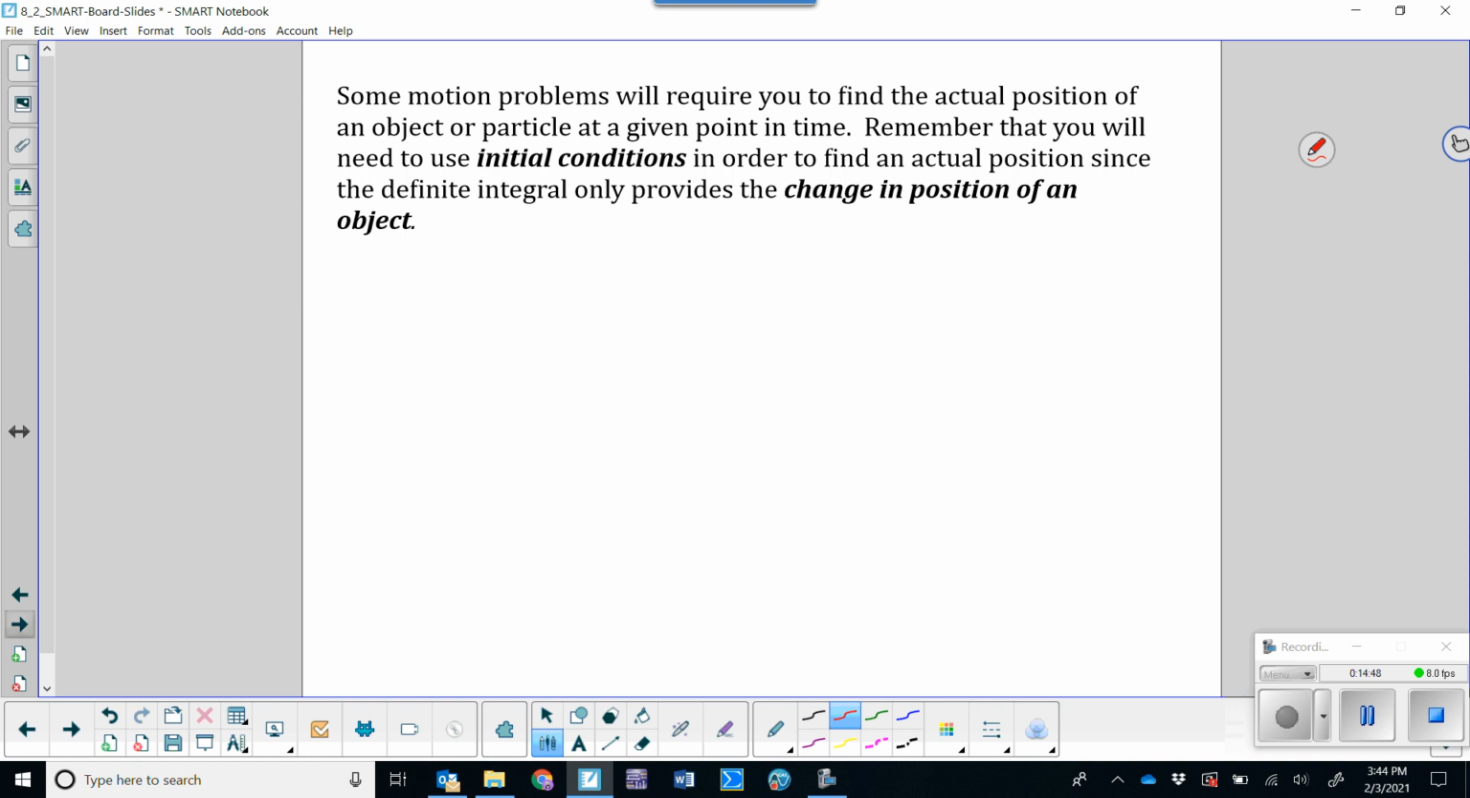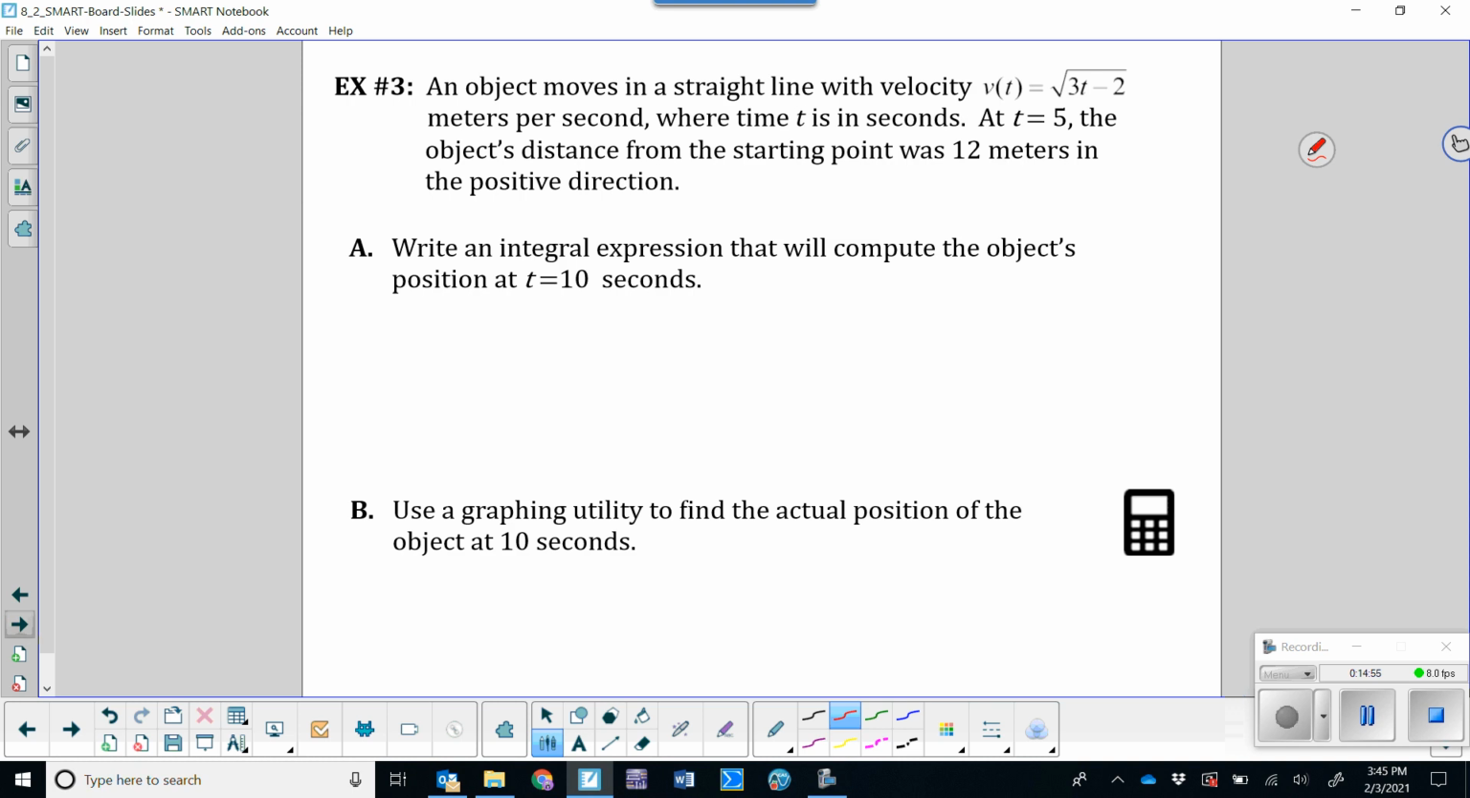All right, so the initial condition thing is just a reminder here, so that's what we're going to do on this example. So we have an object moving in a straight line. We have an equation this time for velocity in meters per second. At t equals 5, the object's distance from the starting point was 12 meters in the positive direction. We want to write an integral expression that will compute the object's position at t equals 10 seconds.